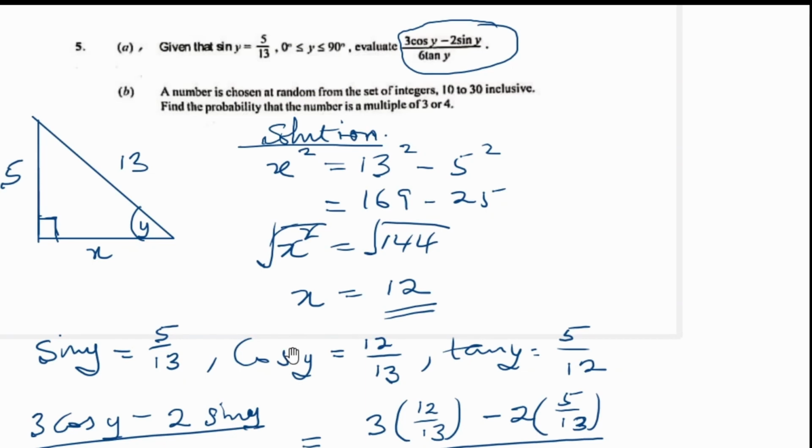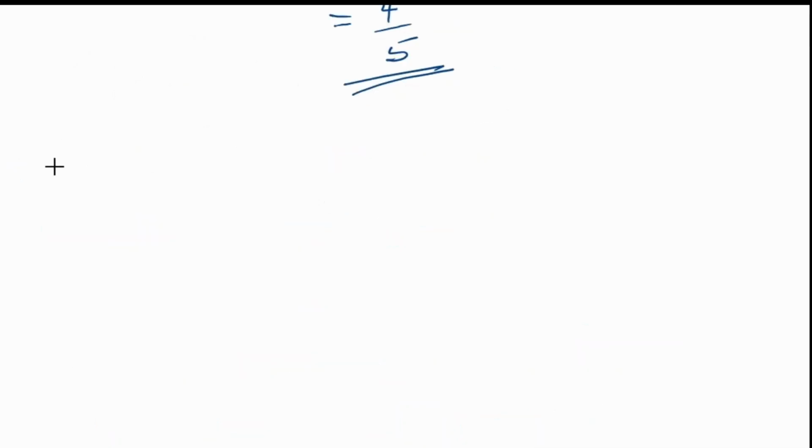Right, let's go to the B part of the question. A number is chosen at random from the set of integers 10 to 30 inclusive. Find the probability that the number is a multiple of 3 or 4. The easiest thing for us to do will be for us to list the members of each set so that it can make the whole solution very visible for us.